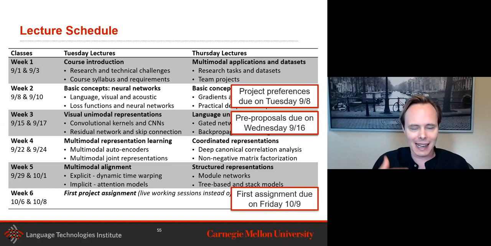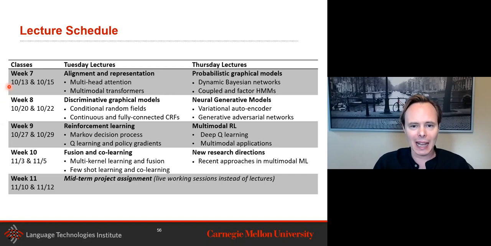Week seven is when we continue alignment and start looking at other things other than the deep neural architectures. So we're going to look at the probabilistic graphical models. We'll look at different variants of neural architectures and also reinforcement learning. We'll do fusion and new directions that every year there's some new things and we're packing quite a bit in that. And then we have the midterm.